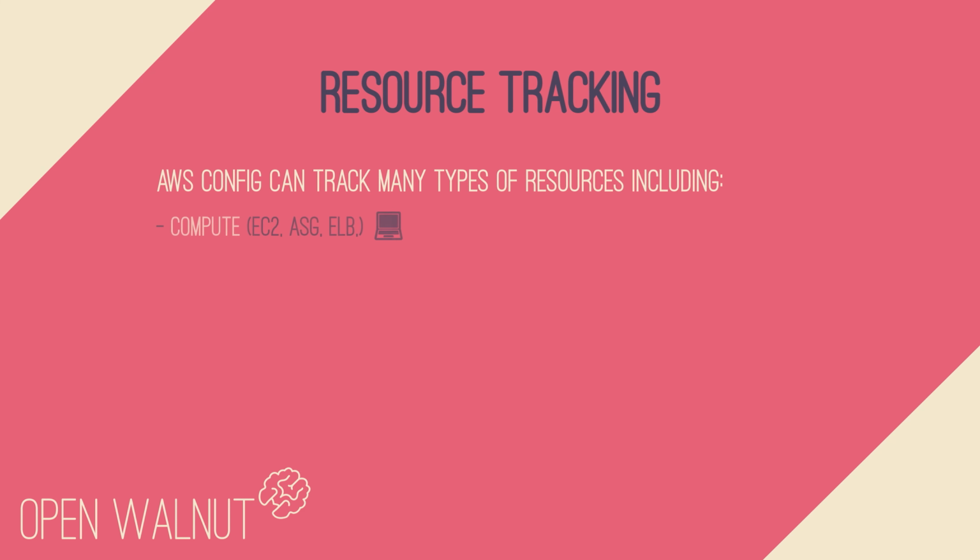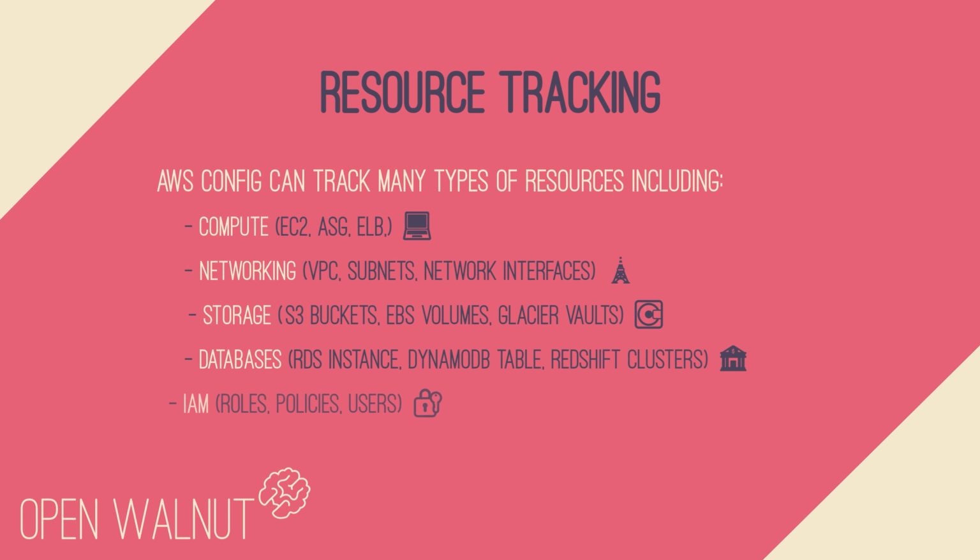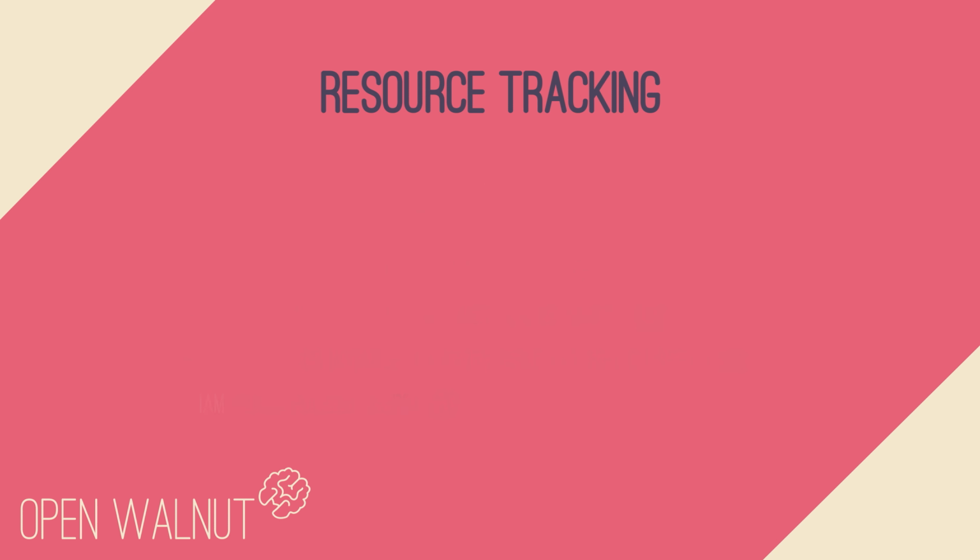AWS Config can track many different types of resources, including compute, networking, storage, database, IAM, and many more. For the full list of resources, please follow the link below. Now let's talk about the features that AWS Config has to offer. Let's start with configuration history of resources.